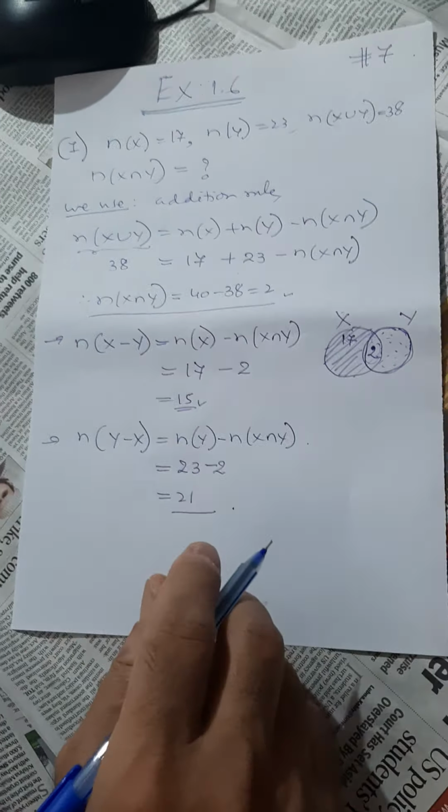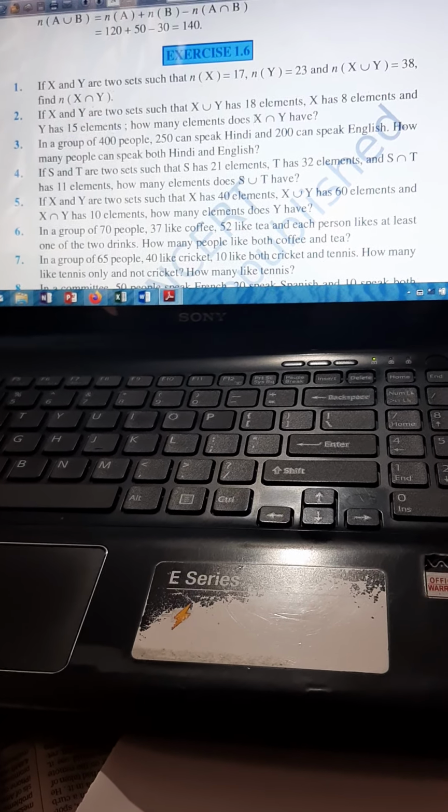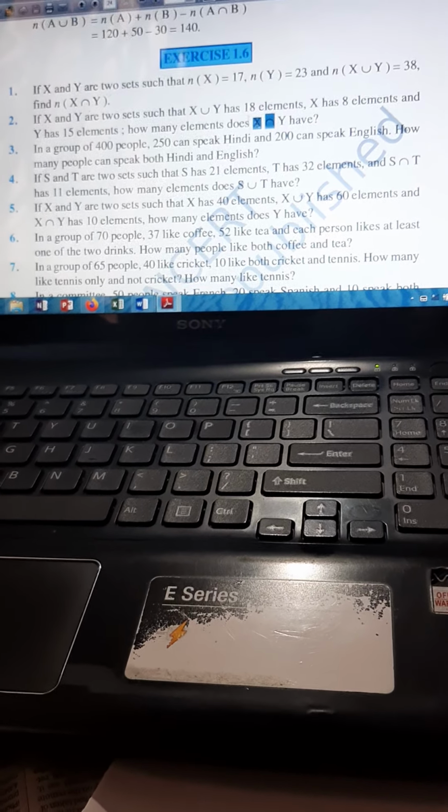Second question is, I think, the same question. Union has 18 members, X has 8 members, Y has 15 members. You are asked to find the number of elements in X intersection Y. So you can do that.